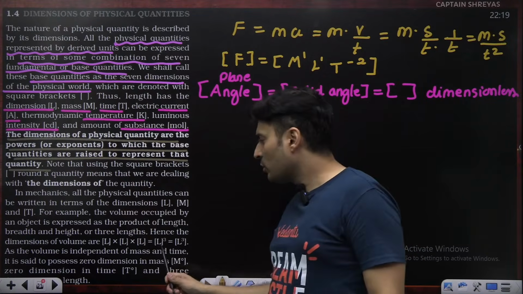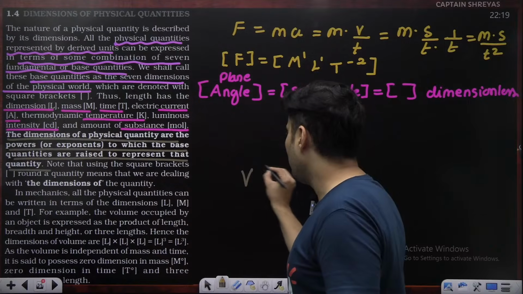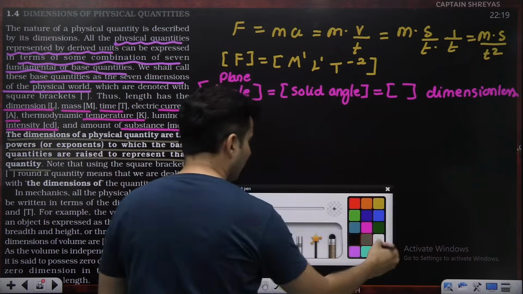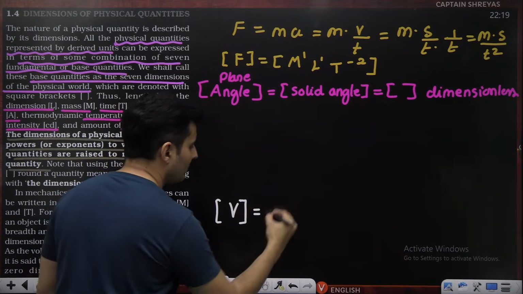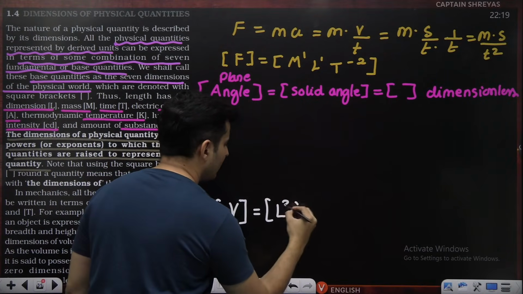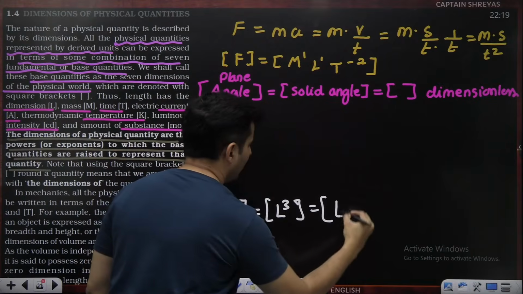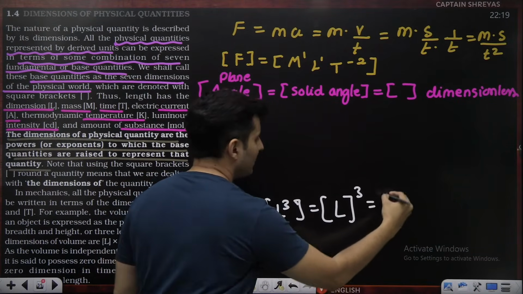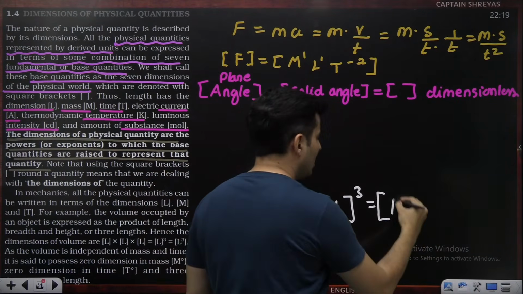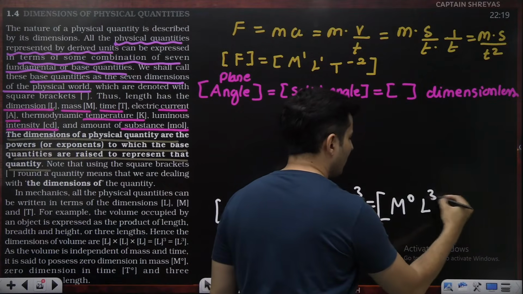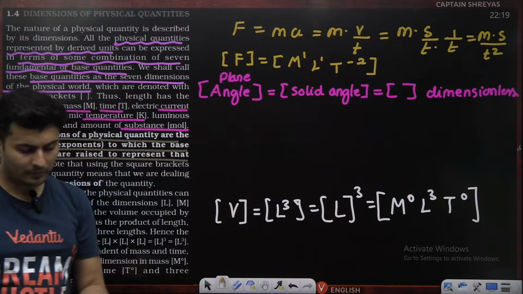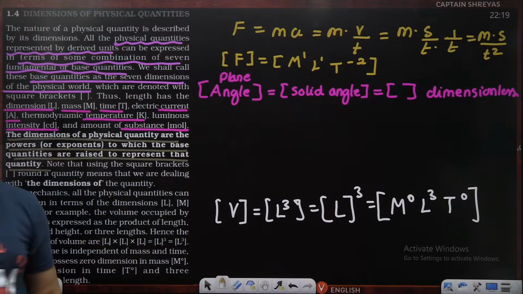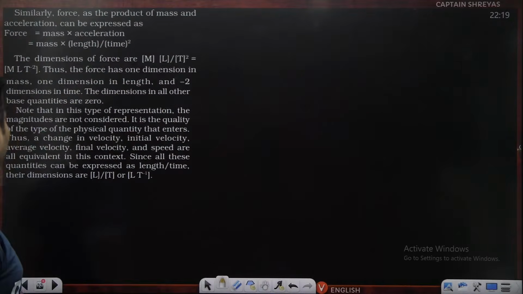You'll be like, sir, when I write the dimension of volume, it is L raised to 3. Whether I write it like this or like this, it's the same thing. Sir, what about mass and time? You can put 0 also, because anything raised to 0 is basically 1. Anything raised to 0 is basically 1. So keep that in mind.